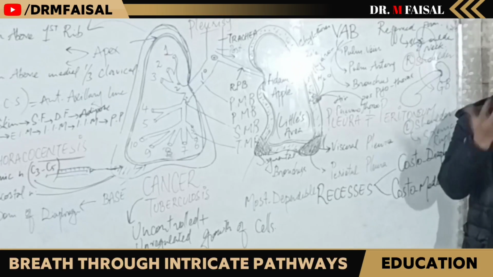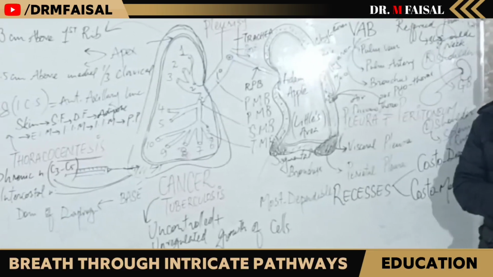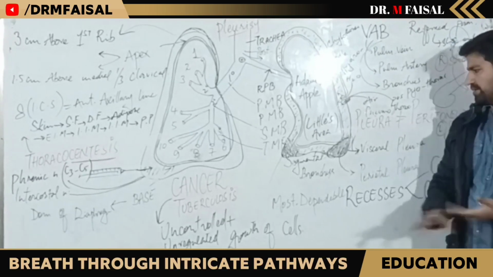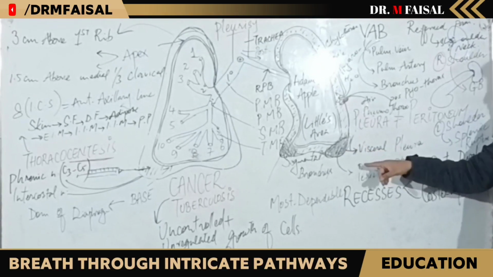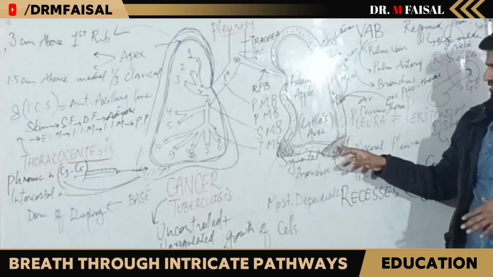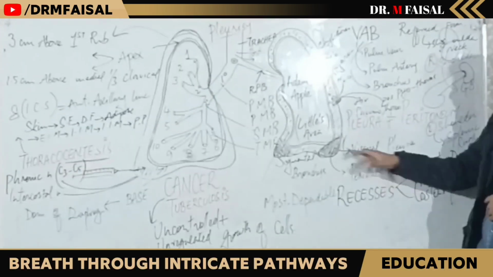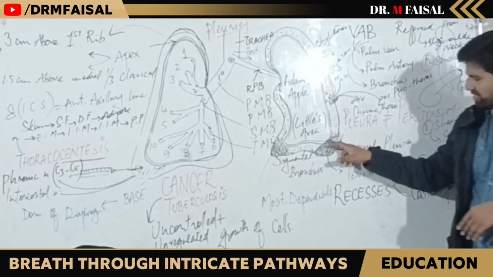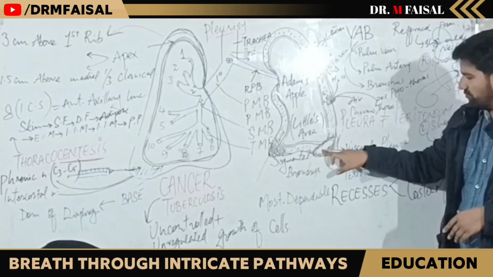During expiration of the lung, there are chances of the lungs collapsing due to fluid present in the pleural cavity. Then we talked about recesses. We have two recesses present there. Most importantly, we have the costodiaphragmatic and the costomediastinal recess. And this one is the most dependable recess of the lungs.